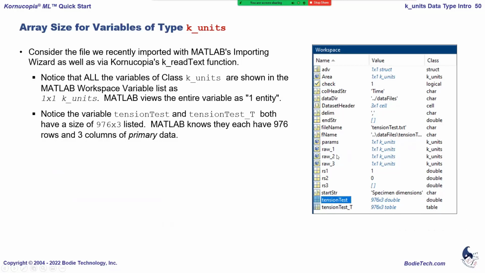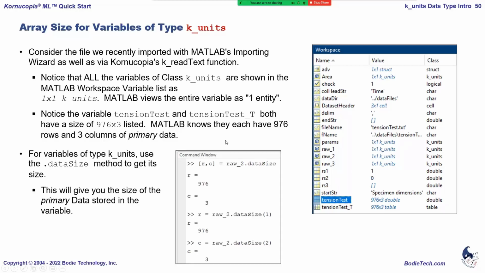are clearly not just a 1x1 array of numbers. They're a much larger array, just like this table is 976 rows by 3 columns, and same with the double version. But the Kornucopia version claims it's only a 1x1. That's because MATLAB doesn't know how to look directly into this. And so MATLAB views the variable as an entity or a thing. So it just says you have one thing there.